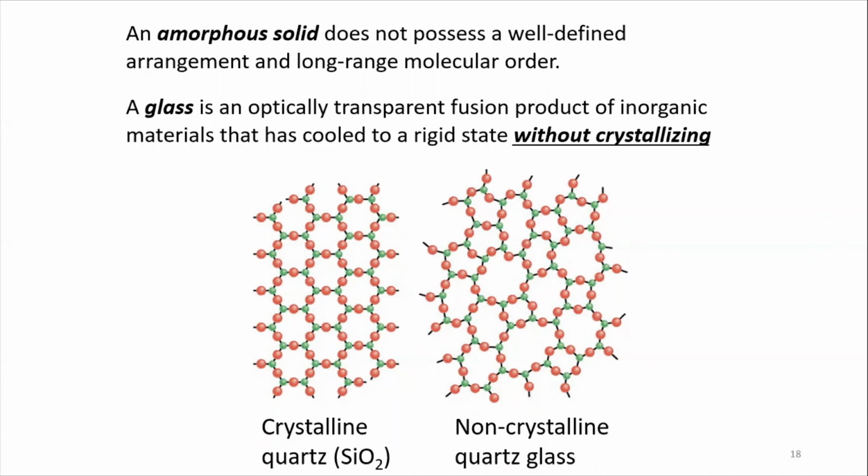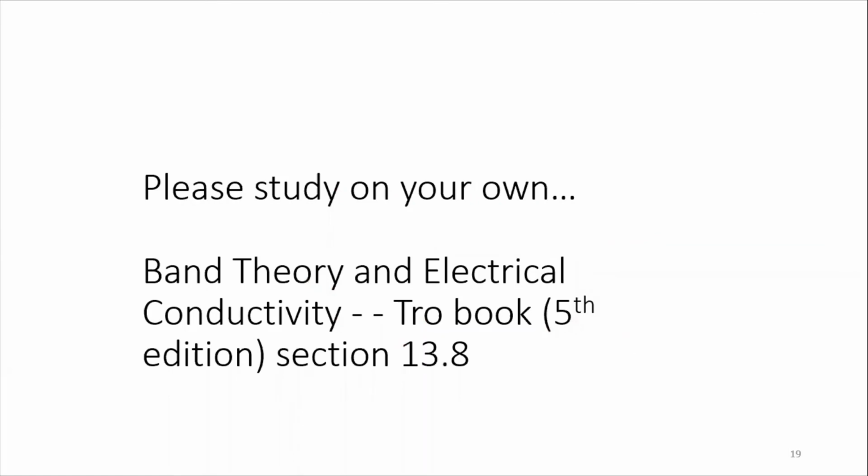Hopefully at some point I'll have a good set of animations and simulations to display this. So on your own, please go to your Tro book, and if you're in the 5th edition, this would be section 13.8. There's something called band theory that is used to explain electrical conductivity. So I'll have you study that on your own. If you have questions, you can ask me. Again, when the study guide comes up on Canvas, you'll be able to see exactly what aspects of this theory and process of conductivity you are supposed to know.